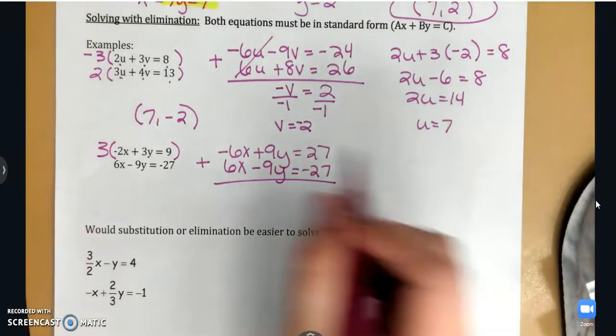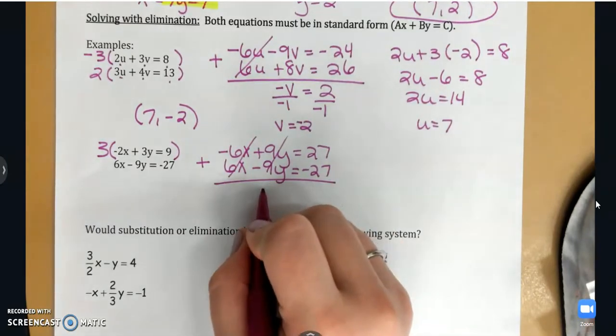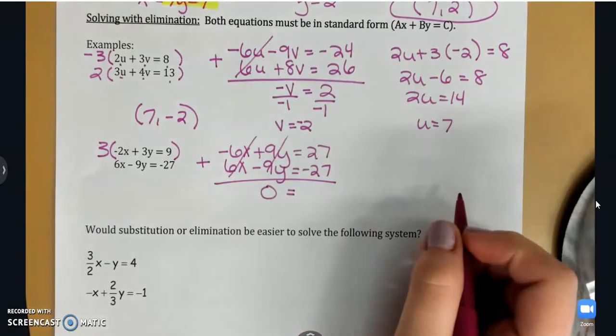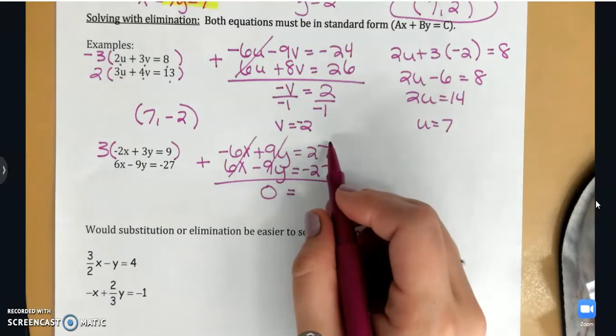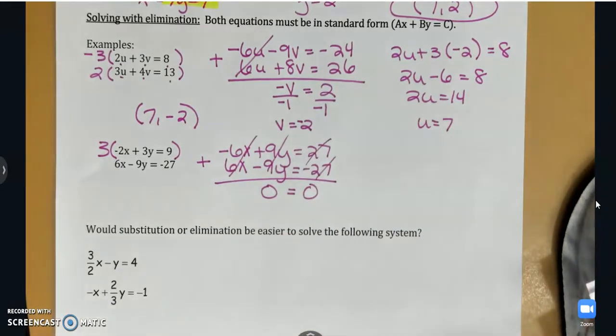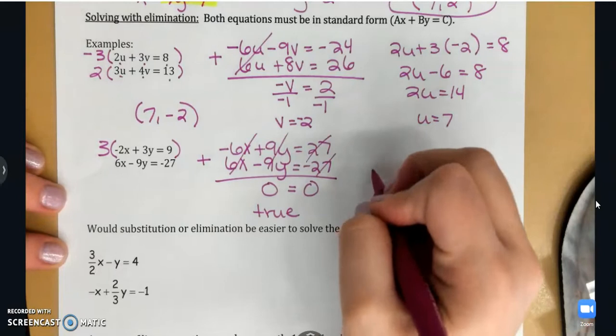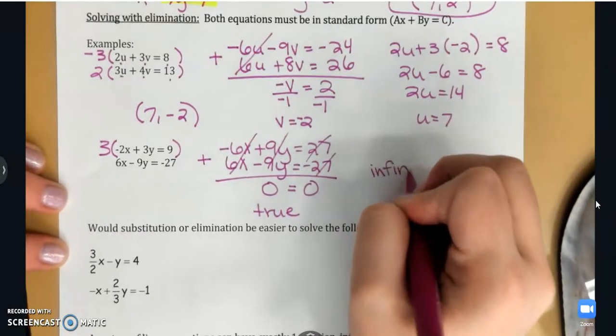So I'm going to combine everything on the left. Both my x's and my y's cancel, so that's going to leave me with 0. And then on the right, my 27 and negative 27 also cancels, and that leaves me with 0 as well. Now, 0 equals 0 is a true statement, so my answer is infinite solutions.